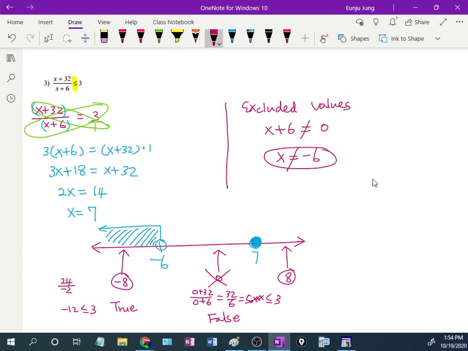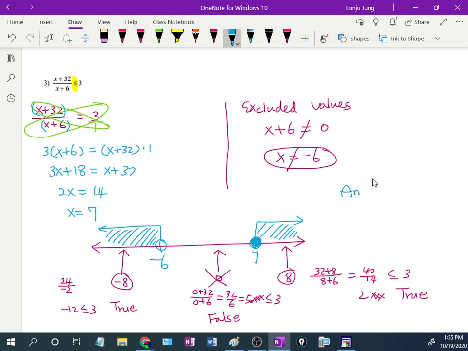And now let's plug in 8. 32 plus 8, and then divide by 8 plus 6, which is 40 divided by 14. Is that less than or equal to 3? 40 divided by 14 is 2 point something something, right? So that is true. So I need to shade this region also. This is just drawing how you graph on the number line to describe the possible x, okay?